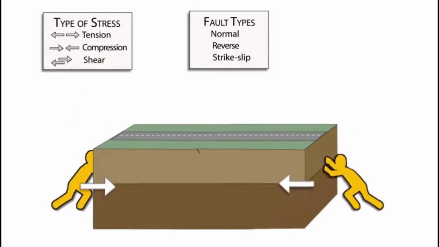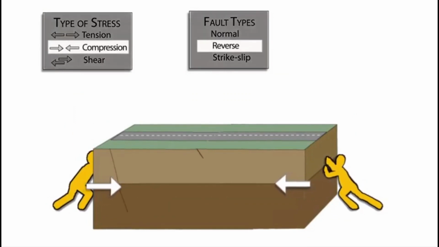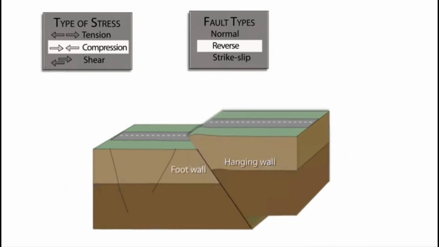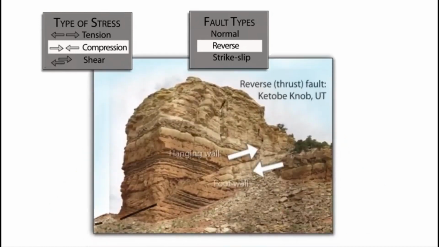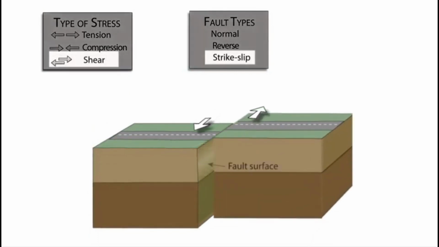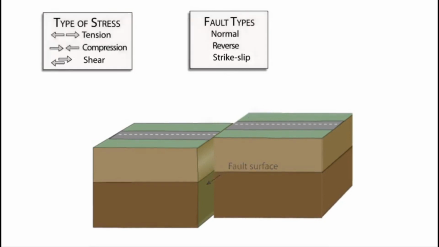If compressive stress is applied to the rock, the effect is to shorten it. The fractures that form look a lot like a normal fault, but the motion is in the opposite direction. These are called reverse faults. When rock is pushed horizontally in opposite directions, the shearing produces strike-slip faults. Most strike-slip faults are close to vertical and involve little to no vertical motion.